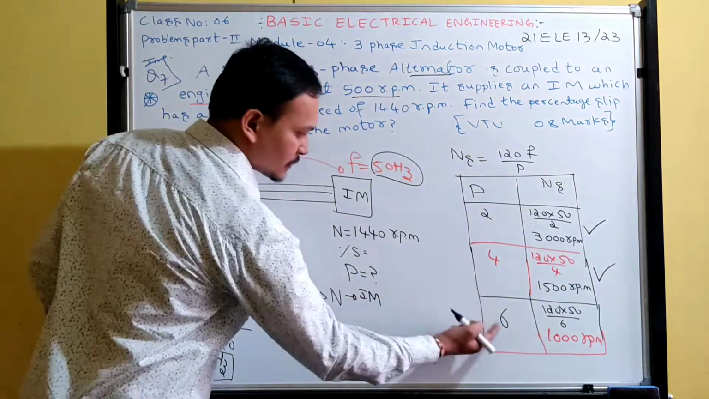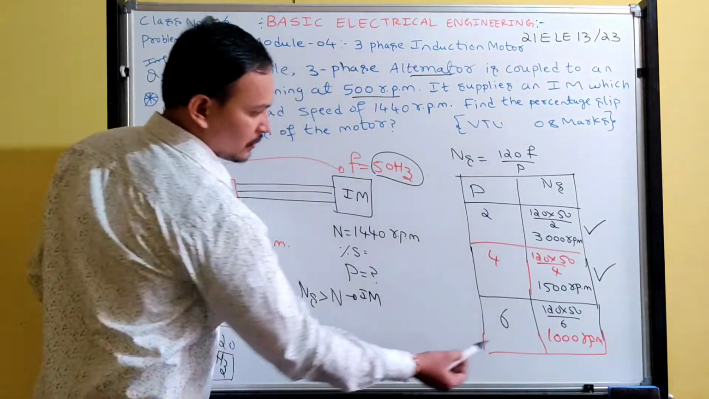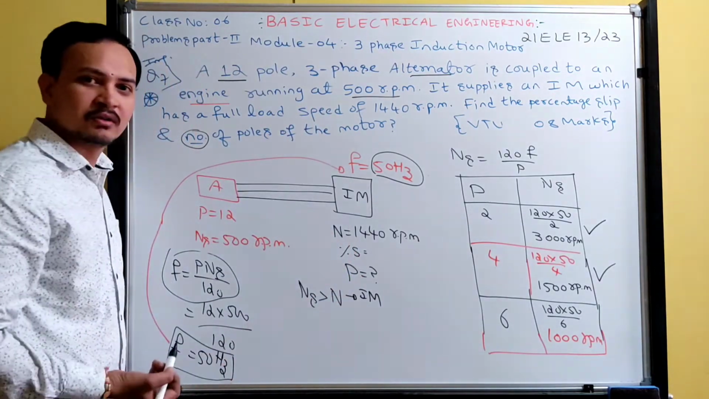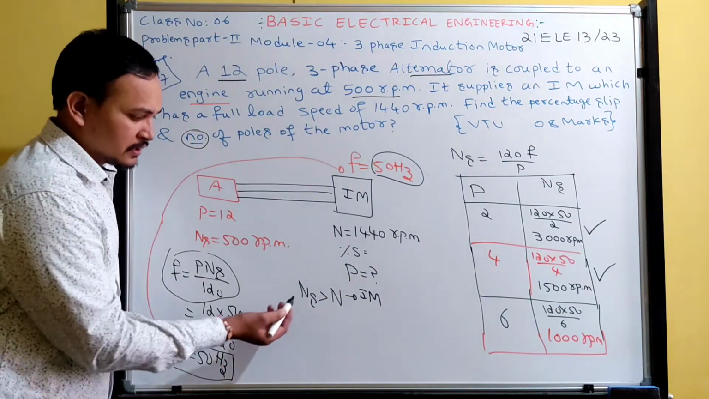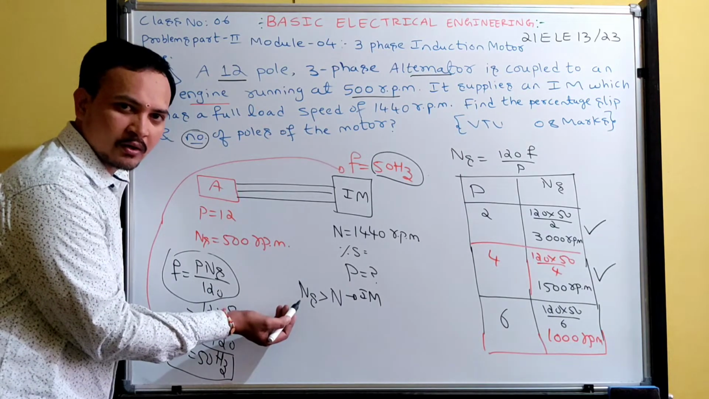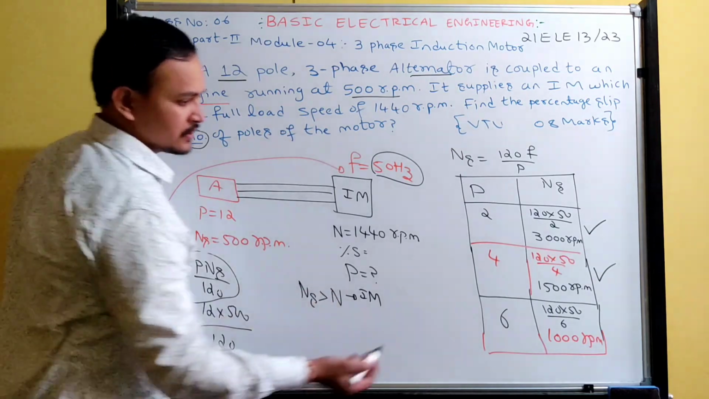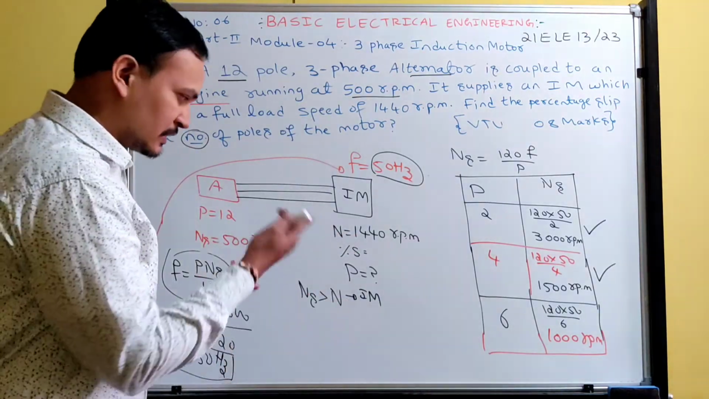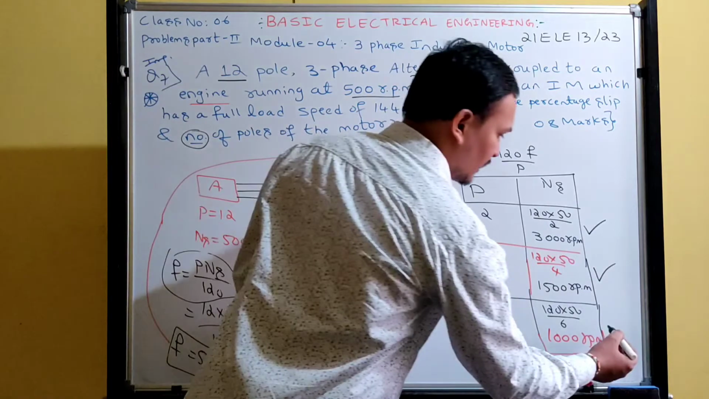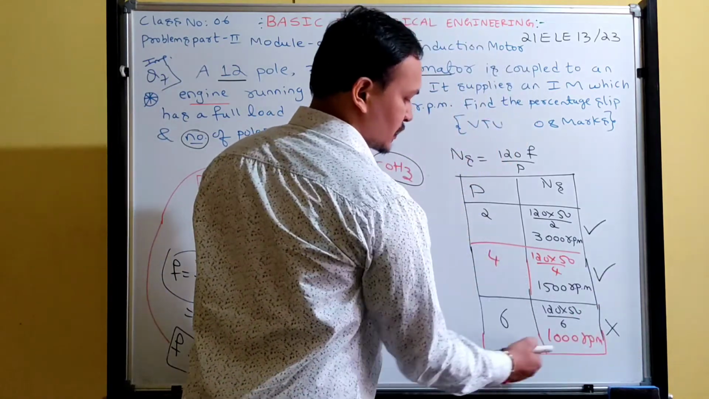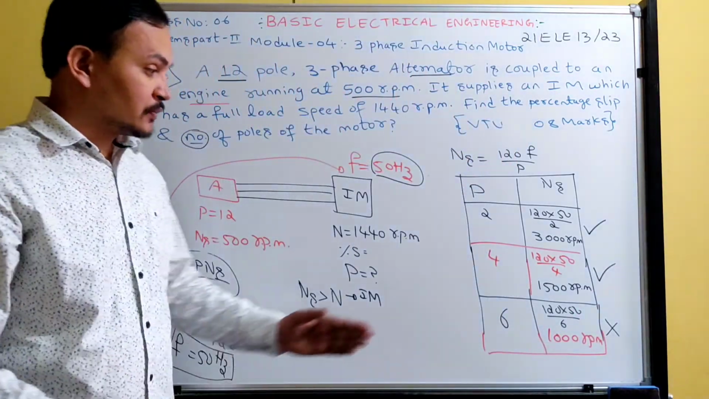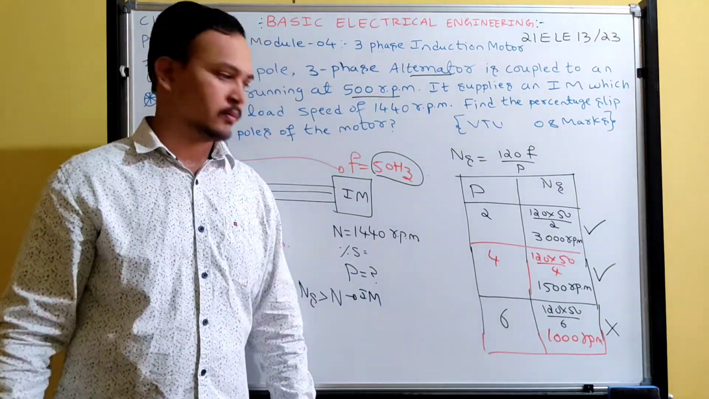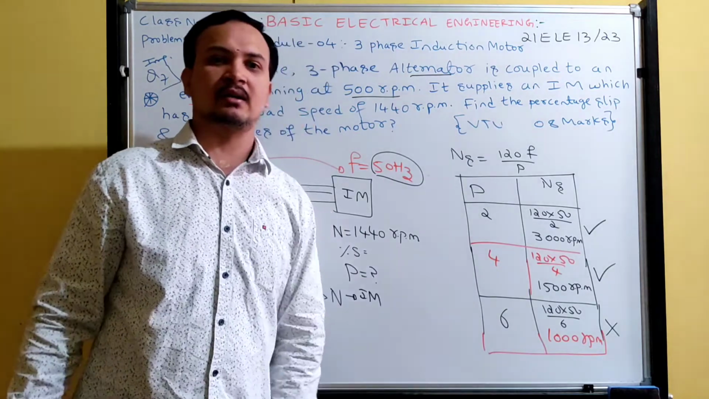Next, last one, 6 pole I have taken. So, what is NS value you got? 1000 RPM. What is N value? 1440. Is this condition satisfied? Say yes or no. Very good. No, because NS value is lesser than N. When NS is lesser than N, it cannot be an induction motor. So this 6 pole is ruled out. If 6 is ruled out, what about 8 pole? It is obviously ruled out, because you get speed much lesser than that.